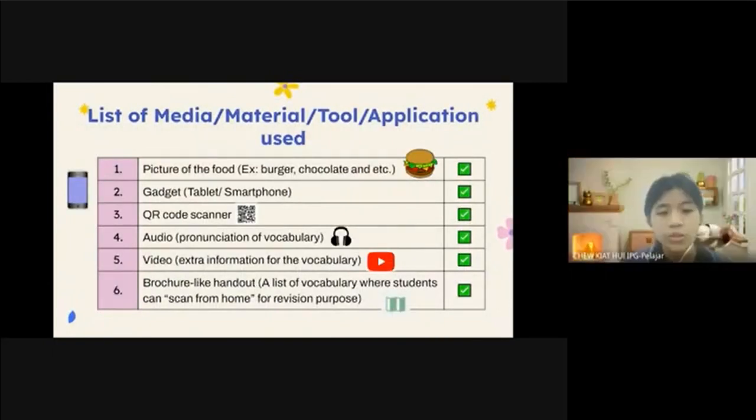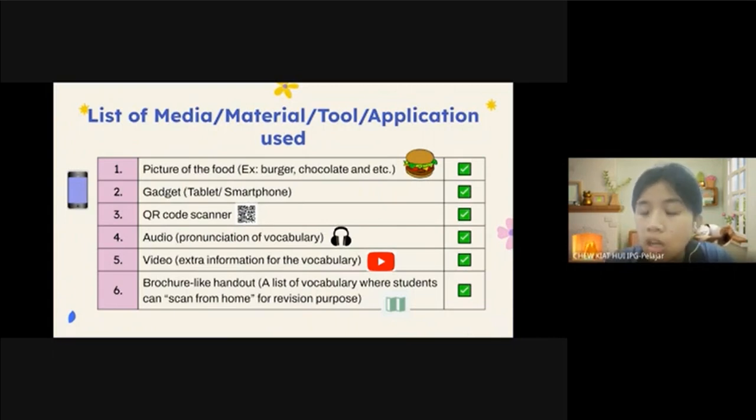And yes, so this is a list where you can have a quick view on the media, material, tool, and application we have used. So the first one is the picture of the food. It will be a lot of food which aligns with the CEFR framework, for example, burger, chocolate, etc. And the second one is gadgets, so it can be tablets or any smartphone. The third one is a QR code scanner. Well, you can download it from the Google Play Store as an application.